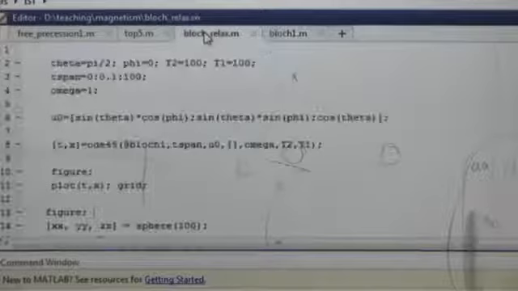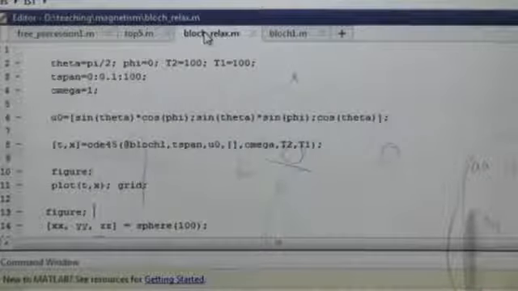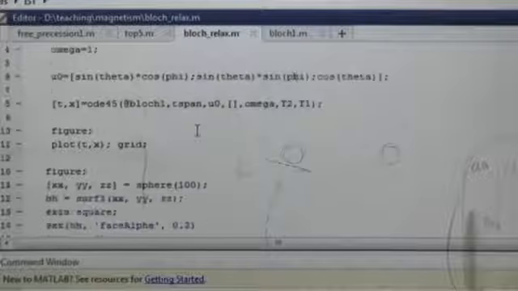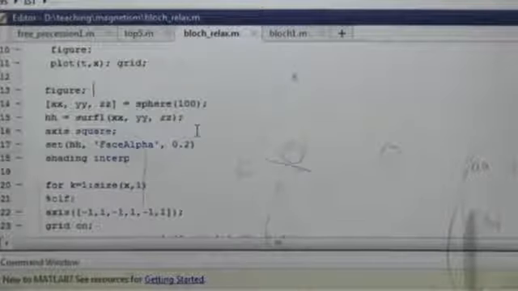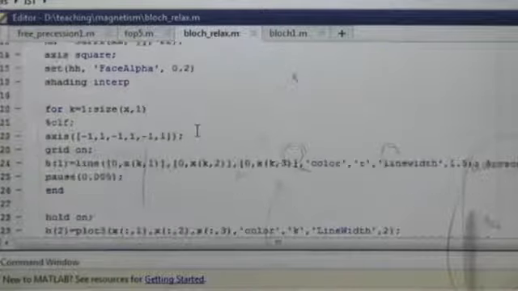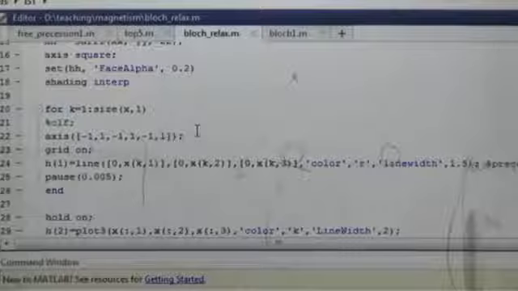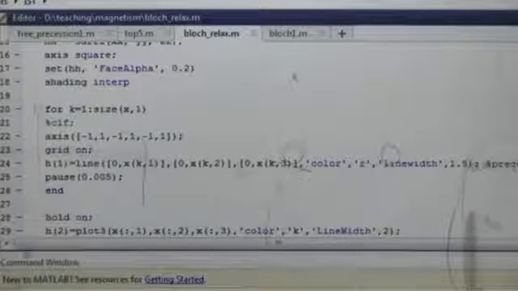Then I have a solver, MATLAB's famous ODE45 solver, and I plot the trajectory of the magnetization with respect to time. This is one thing that I do. In the next part, I make another figure in which I draw a sphere just for easy visualization, and then I plot the magnetization trajectory on that sphere. Okay, so now I'm going to run this code.